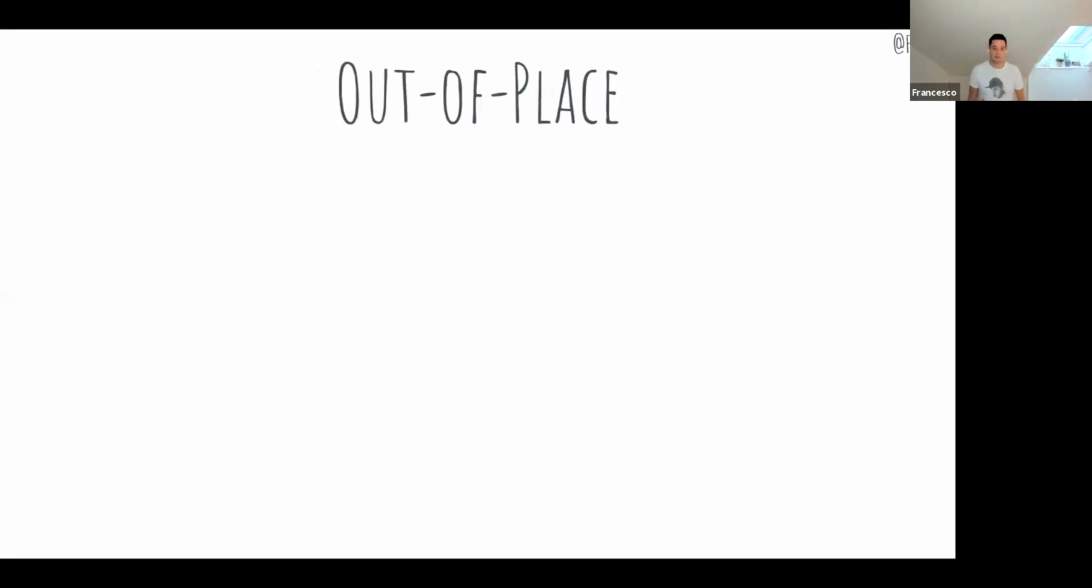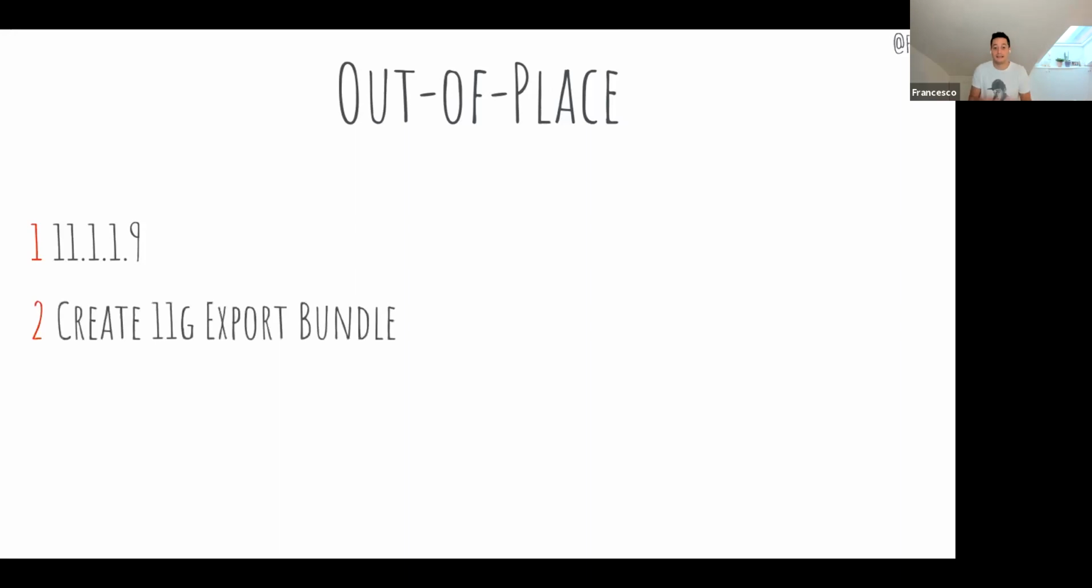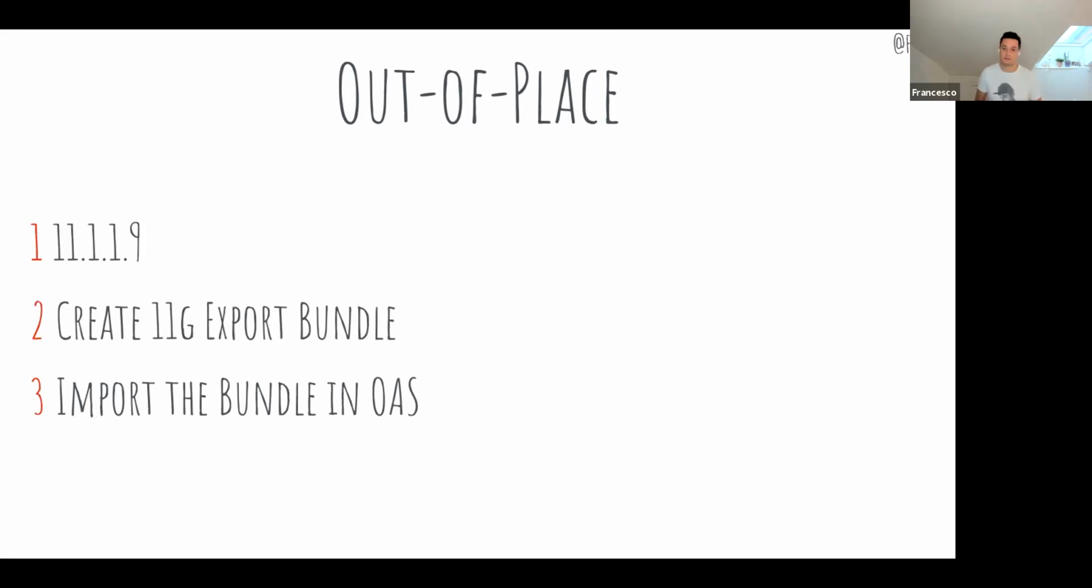On the other side, the out of place. If you are in 11.1.1.9, you just create an export bundle, a zip file containing the catalog, the OBIEE part of the security, and the RPD, and you import the bundle in OAS.